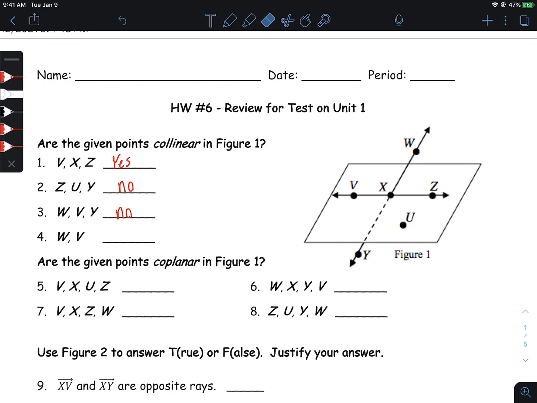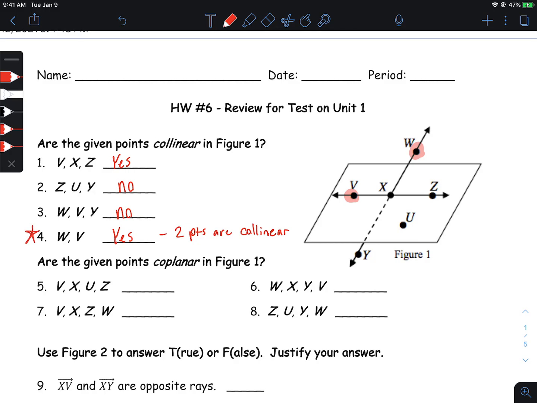All right, and then the final one here, you have W and then V. And this one's kind of a trick one. This one's actually yes. And that's always because 2 points are always collinear, no matter what. You could go and get a line that goes through both of those at the same time. So that's kind of the tricky one right there.